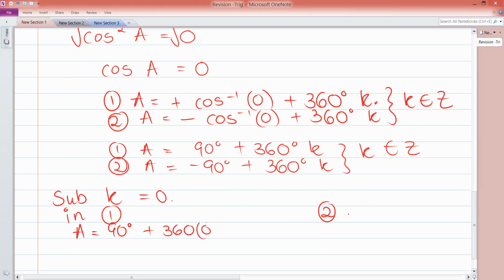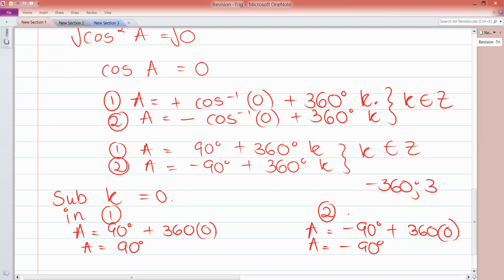Where you see K, that's where you're going to plug your 0 in. So the first answer is 90 degrees. Then for the second one, same process. The difference is that, remember, you have negative 90 here plus 360 multiplied by 0. Negative 90. Are these two solutions within the range of negative 360 and positive 360 degrees? Do they fall within that range? They do. So we're going to keep both solutions.